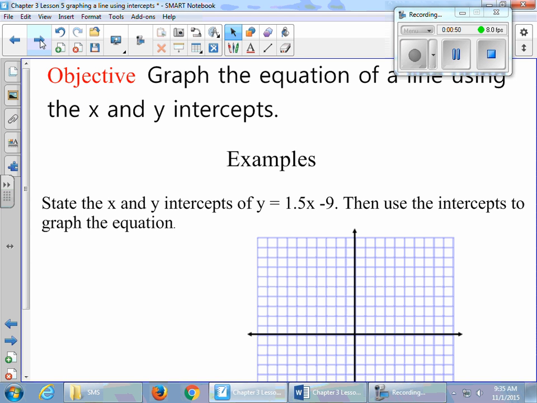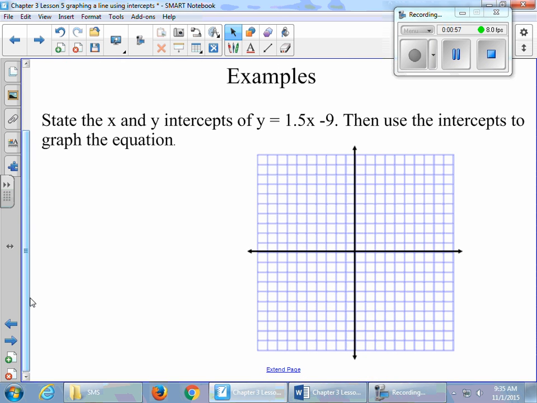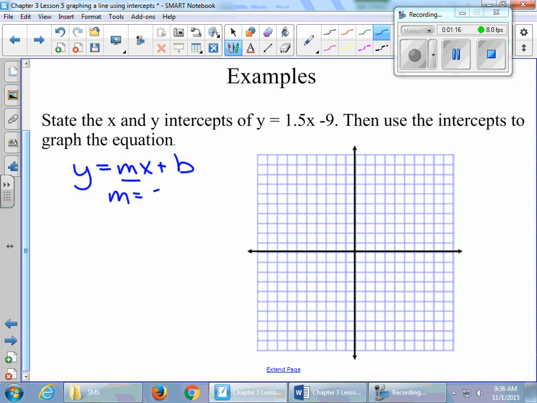Okay, we're going to go right into an example. We are going to state the x and y intercepts of y equals 1.5x minus 9 and use the intercepts to graph the equation. Remembering back to our slope-intercept form, y equals mx plus b, we all know m equals the slope, and b equals our y-intercept.